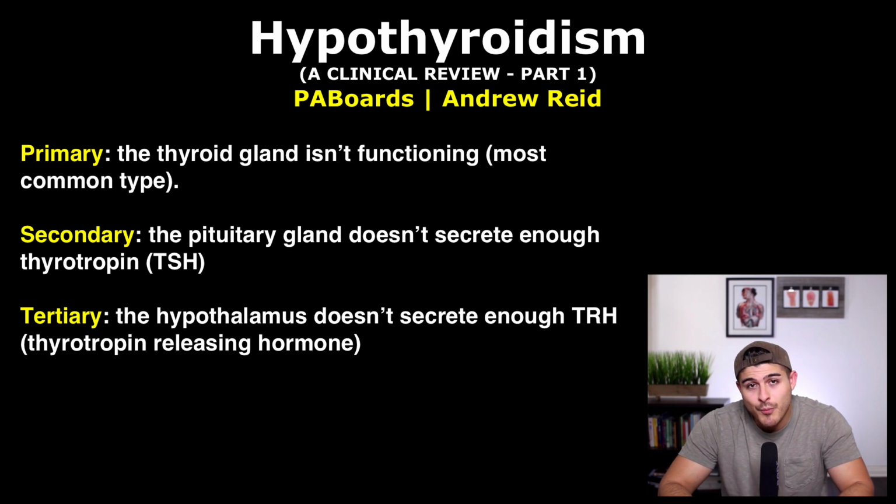Now, let's start off with primary hypothyroidism. All right, so the thyroid gland, right? The primary type is when the thyroid gland isn't functioning. And this is really going to be the most common type of hypothyroidism.